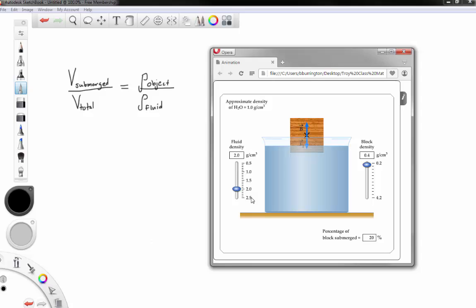Last but not least, if I go to 2.5 times as much as water, then we expect to see maybe about 8% of this block submerged. So 2.5, 16%. 8% would be if we made this a density of 0.2 grams per cubic centimeter. And sure enough, there's 8%. So we see that this ratio works, at least according to the simulation that's been put together for us.